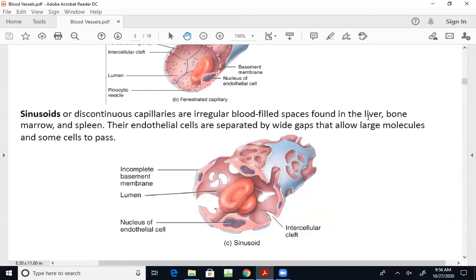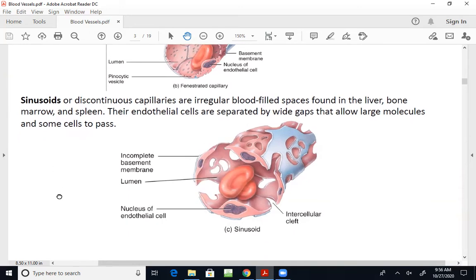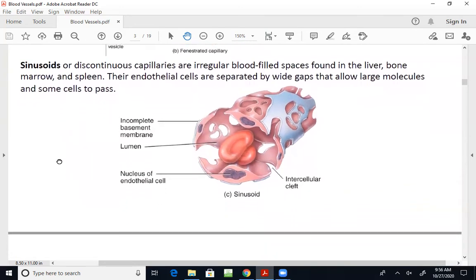And our liver is where we also make our big plasma proteins that are sometimes too big to pass through other things into our blood. So these allow for big stuff to pass, whether those are actually large molecules or actually just cells. And like I said, only find them in the liver, bone marrow, and spleen.